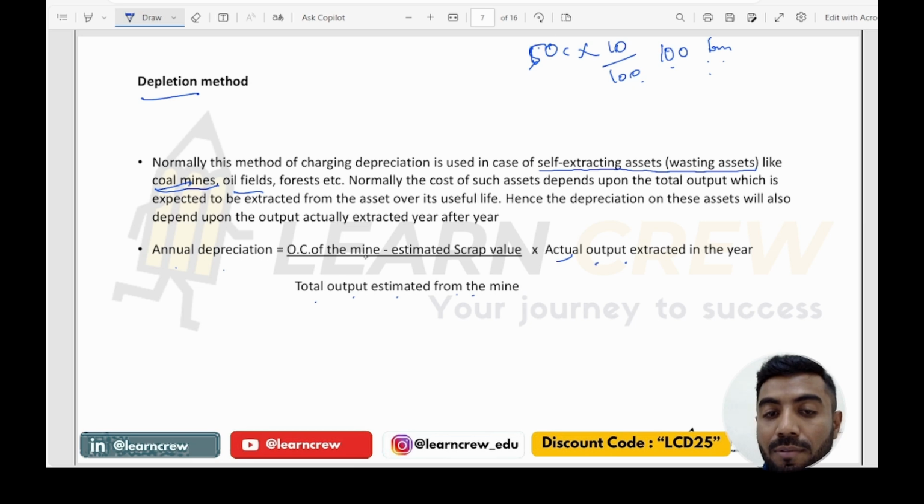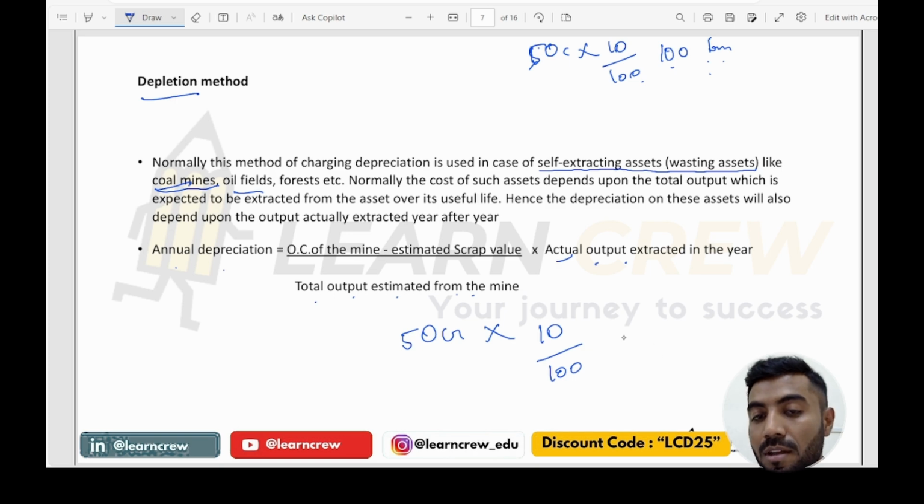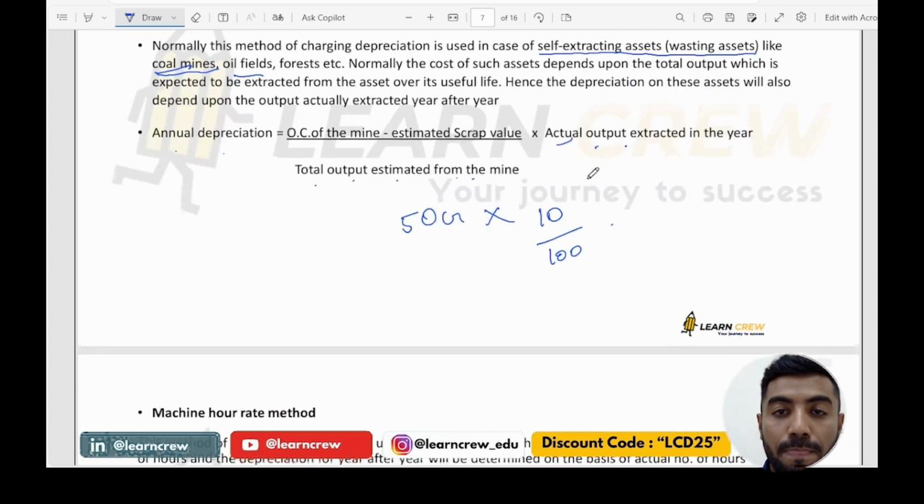Original cost of the mine, that is 50 crore, into actual output, that is whatever you've extracted, 10 tons. Then divided by total output estimated, that is 100 tons. We'll be calculating this way.